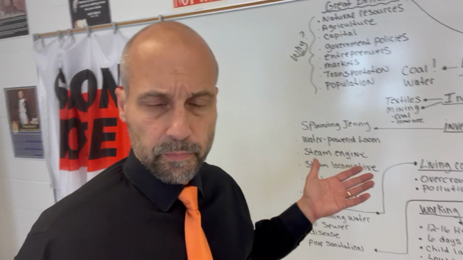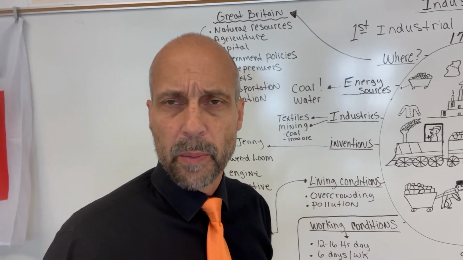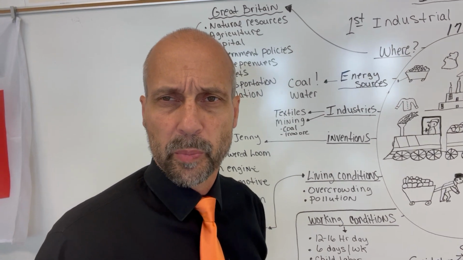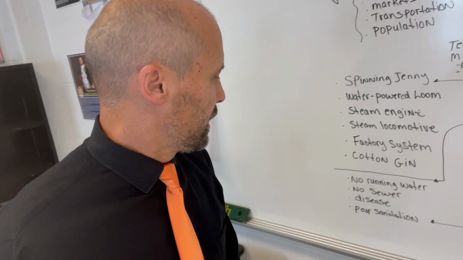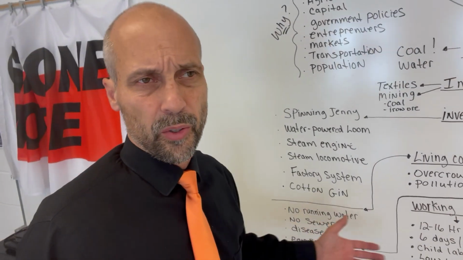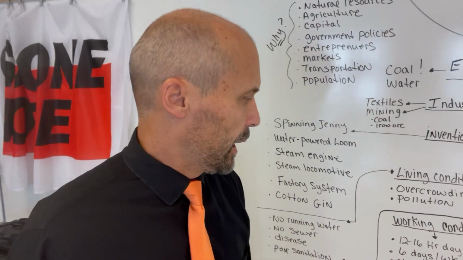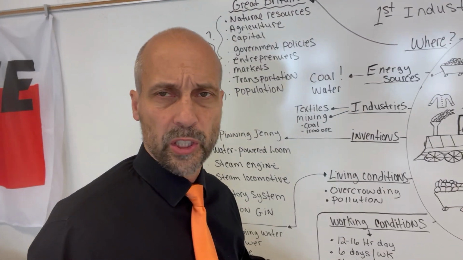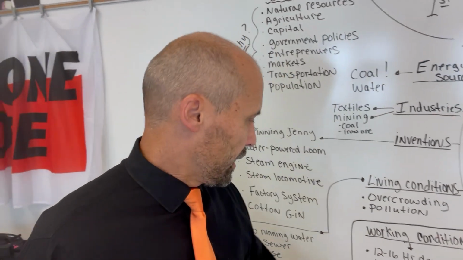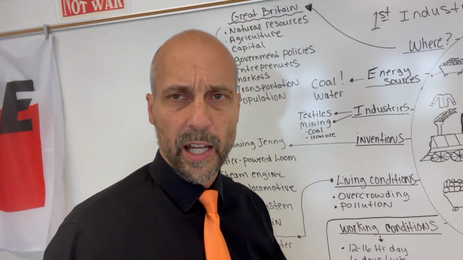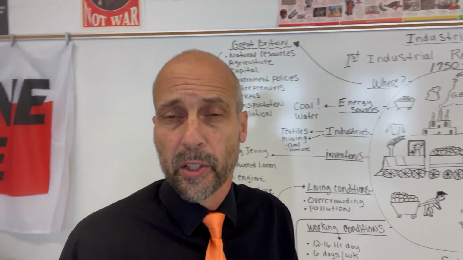We talked about the horrible living and working conditions that people in the early industrial towns had to experience. We talked about overcrowding, pollution, no running water, no sewer systems, disease. The working conditions, of course, were 12 to 16 hours a day, 6 days a week, dangerous machinery, poor wages, poor ventilation. Really, the working class did suffer early on during the first IR.